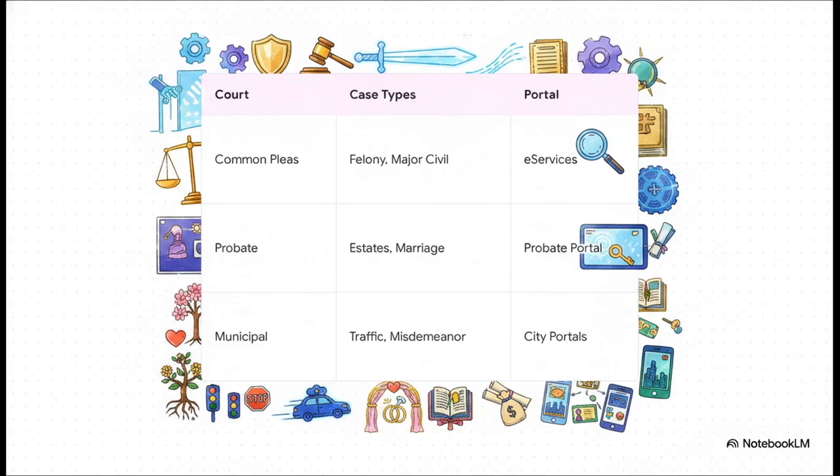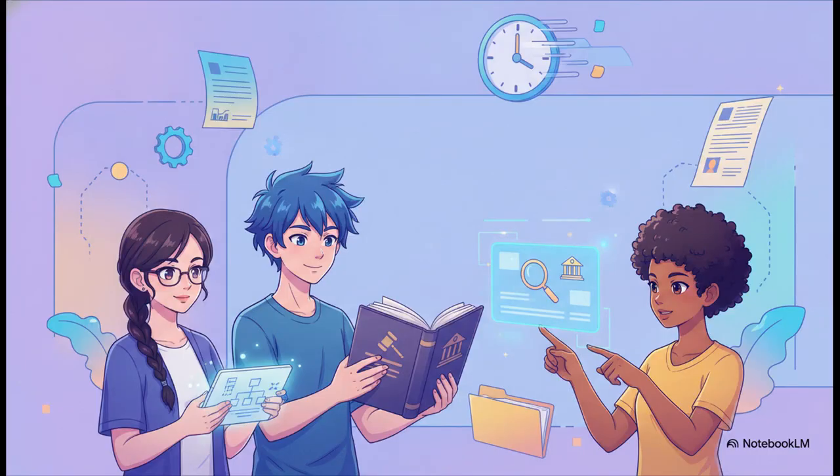And finally, the municipal courts. These are spread across cities like Elyria and Lorain, and they handle traffic tickets, misdemeanors, and small claims. Honestly, just knowing which court handles what is half the battle won. Moving right along to Section 2, know before you search.